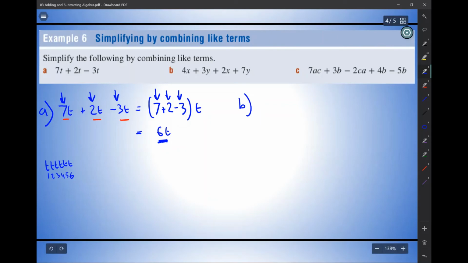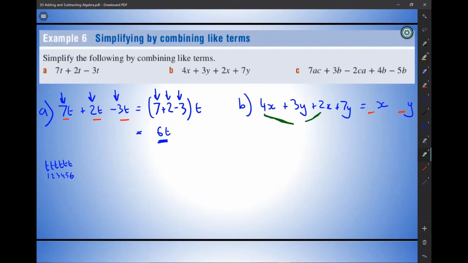Let's look at the second example. 4x plus 3y plus 2x plus 7y. Now, in our answer, we're going to have 1 x term and 1 y term. Now, we need to put something in front of the x and something in front of the y. The way we work out what that is, we look first at the things that are in front of the x, and we end up with 4 plus 2, which is 6, so that goes here in front of our x.